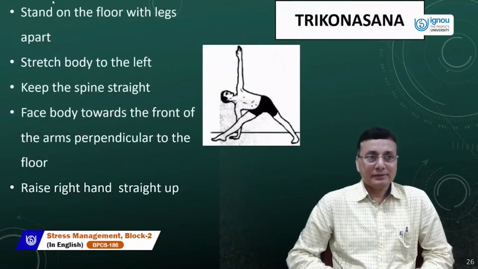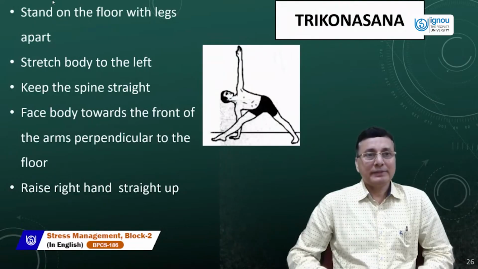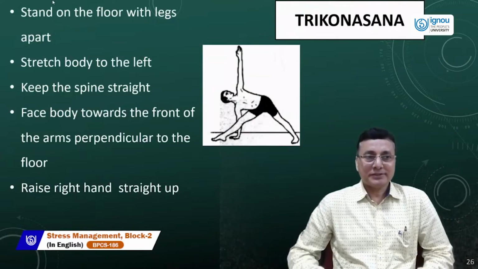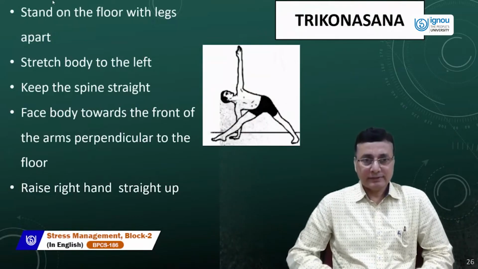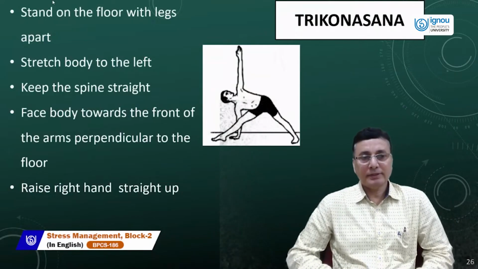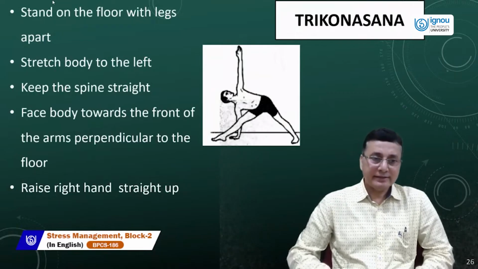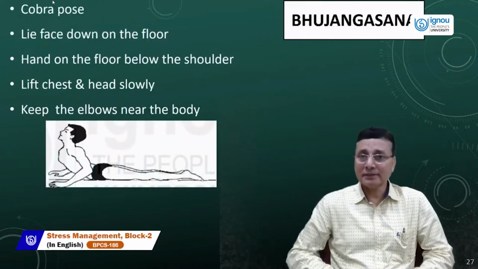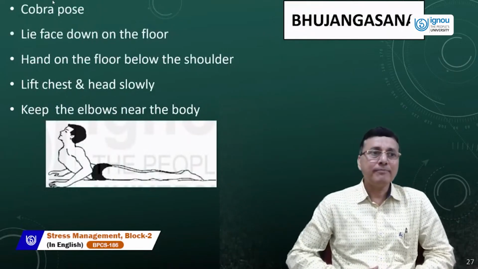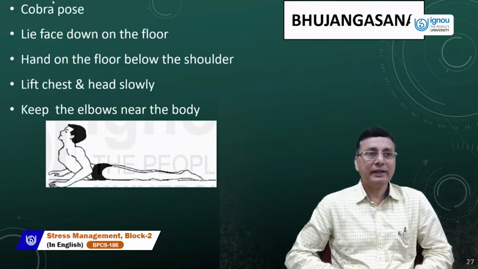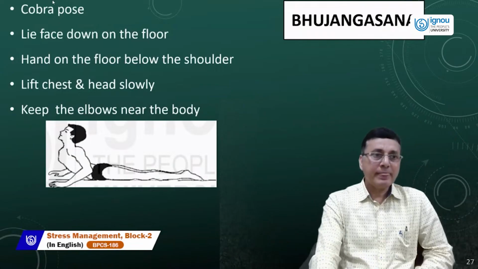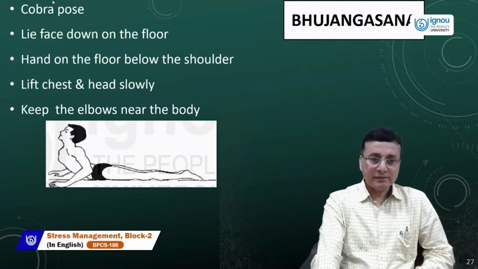Trikonasana: you can stand on the floor with legs apart, stretch body to the left, keep the spine straight, face the body toward the front with arms perpendicular to the floor, and raise the right hand straight up. Bhujangasana: Bhujanga means snake or cobra. So this is like a snake position. Lie face down on the floor, hands on the floor below the shoulders. Lift chest and head slowly. Keep the elbows near the body.